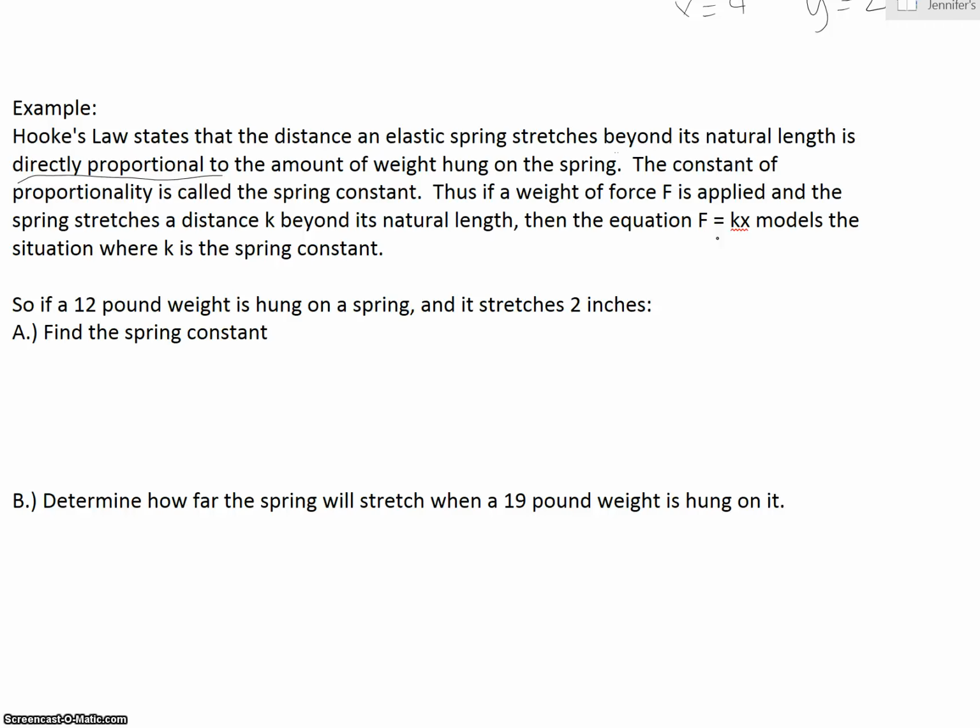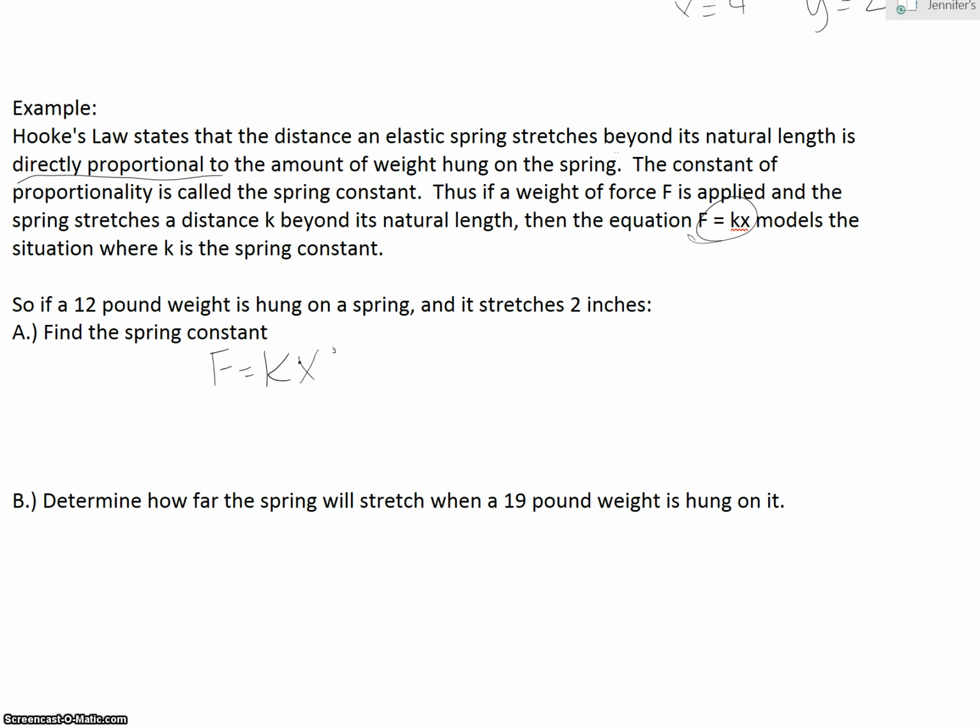So here we go. If a 12-pound weight is hung on a spring and it stretches 2 inches, then let's first find the spring constant. We're going to take that formula that they basically told us for the situation, and we're going to plug in what we know.